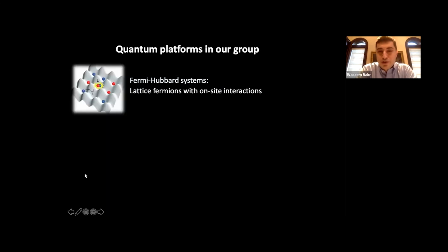In my group, we're trying to tackle a broad set of problems, so we build different kinds of quantum simulators. One of them, the one I'm going to focus on today, is cold atoms in optical lattices. They naturally realize these Hubbard models that I was just talking about for high temperature superconductors. So you have lattice fermions with purely on-site interactions in the optical lattice.